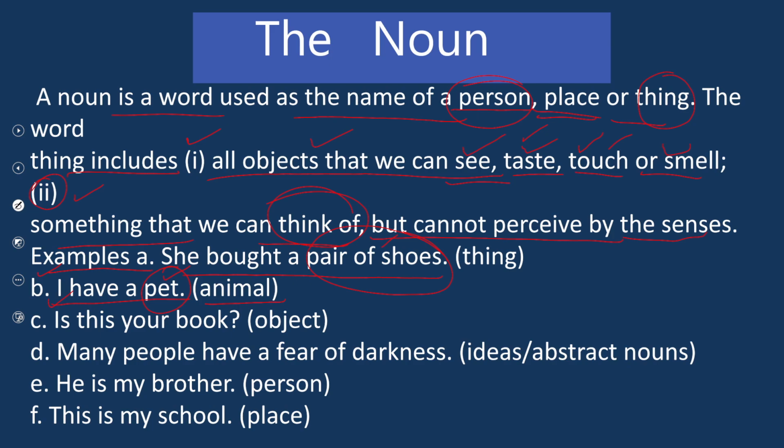Number 3, is this your book? We know 'is' is a helping verb. 'Your' is a pronoun. Then what is book? Book is our noun. It's an object. It's a non-living being.